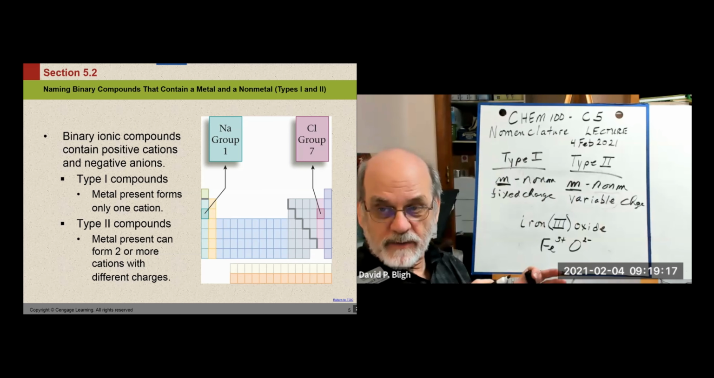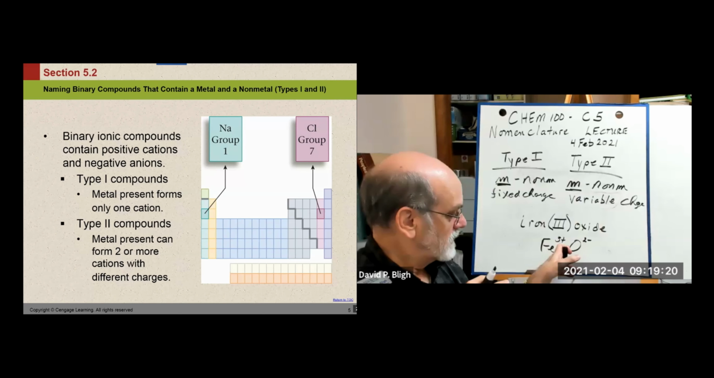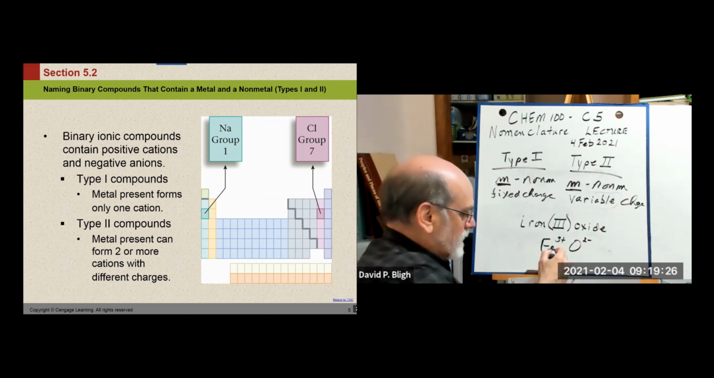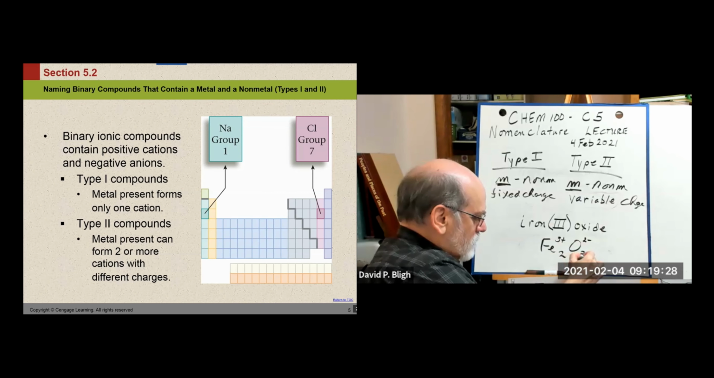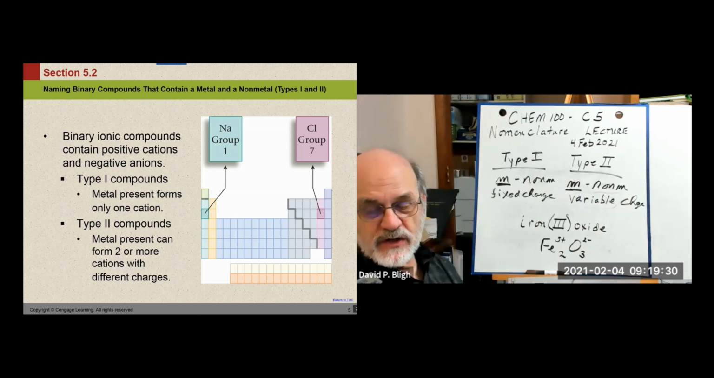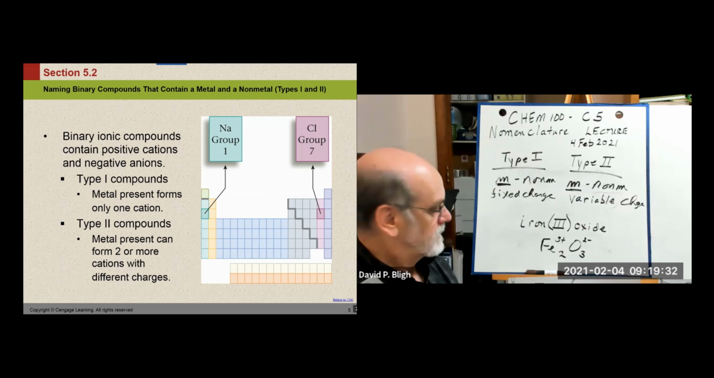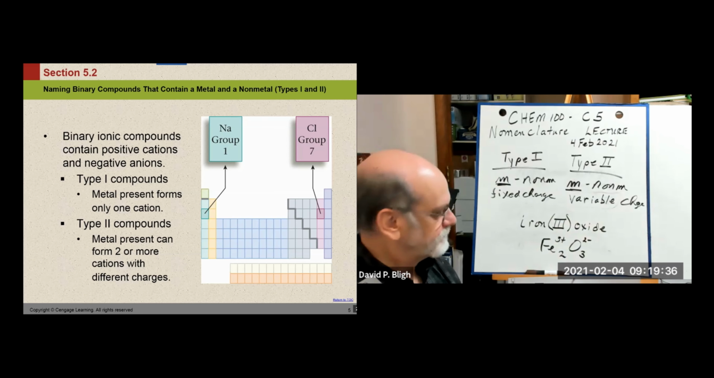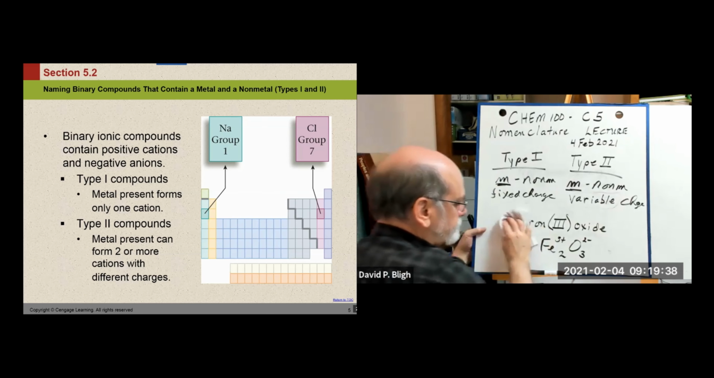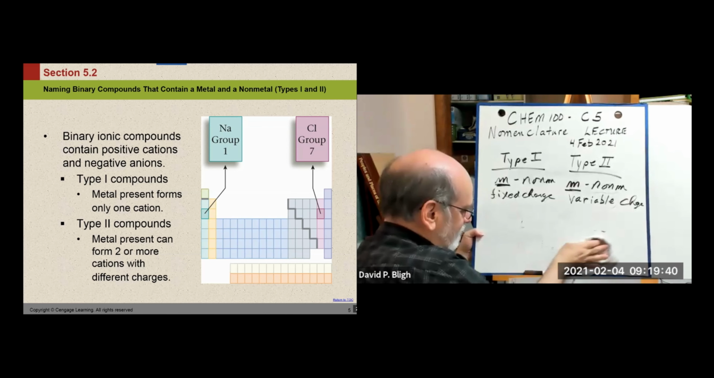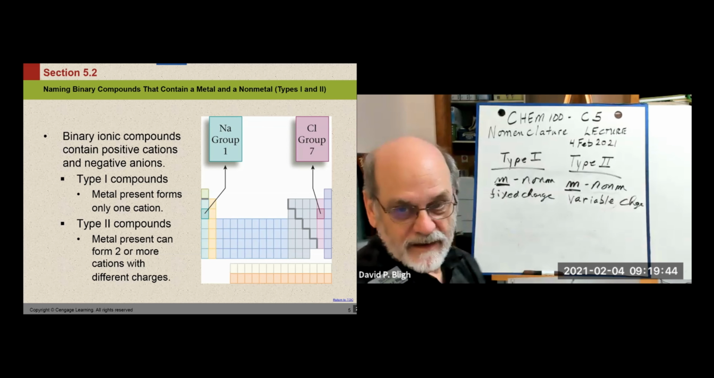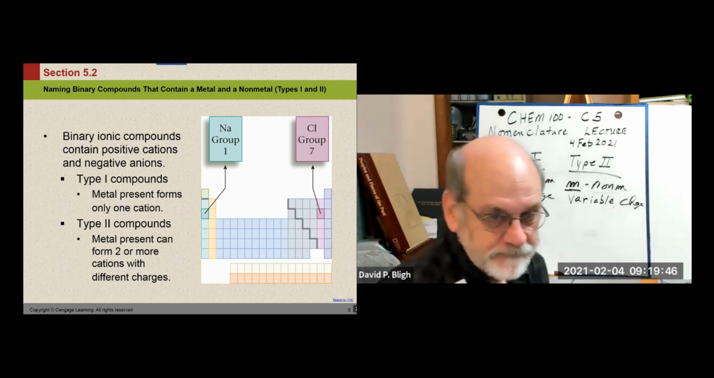Now we need the subscripts so that we can balance the charges. So here we have another situation where we have an odd and an even. Cross multiply. So Fe2O3 is iron(III) oxide. Okay, one more type to go.